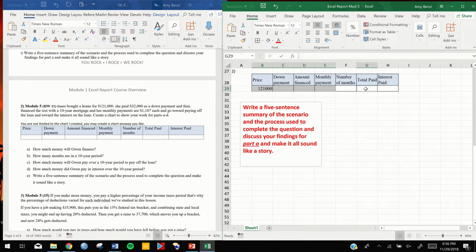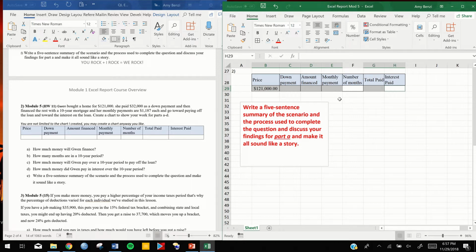I'm going to also select these two cells because I'm going to change all this to money. That's why I'm doing this. I'm going up here and changing it to money just to make it look better. And I didn't want to select the number of months because that's obviously not going to be money.